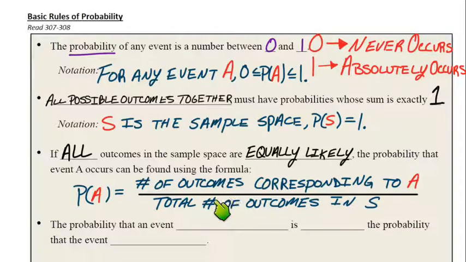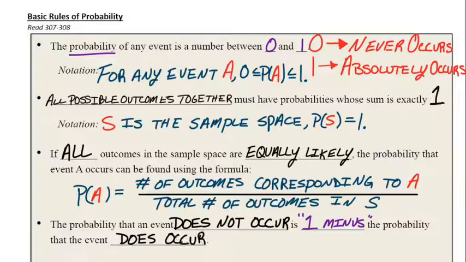And the fourth rule, the probability that an event does not occur is 1 minus the probability the event does occur. So we can kind of backdoor our way into some probability solutions, get some answers. The probability something doesn't happen is 1 minus the probability it does happen. So it's almost like the opposite.